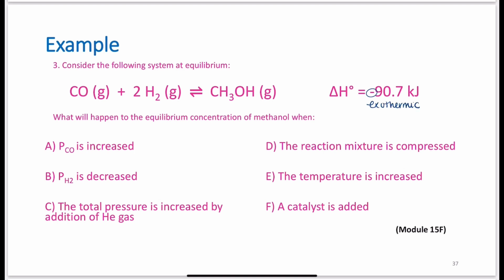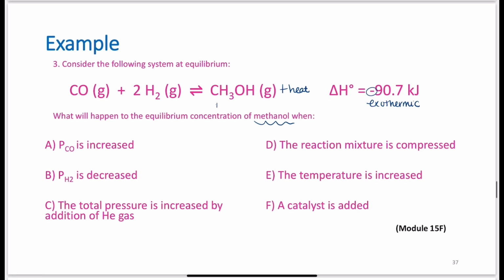Why exothermic? Because everything is described from the perspective of the system, and this means that the system lost heat. The system is negative. The system lost heat, that means heat is a product. So what will happen to the equilibrium concentration of methanol when, again, you guys don't know what methanol is yet. By process of elimination, you should be able to figure it out. You know carbon monoxide, you know hydrogen. So what's left is methanol, but just in case, this is methanol. And we're applying Le Chatelier's principle.